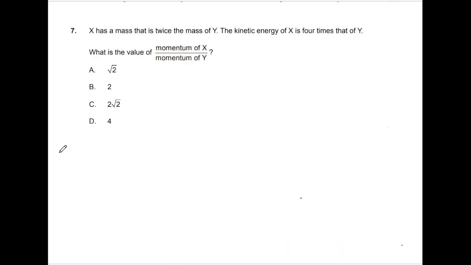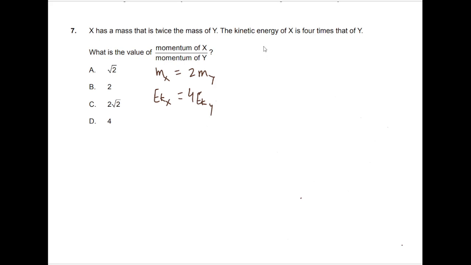Question number 7. Question number 7 says that the mass of x is equal to twice the mass of y, and kinetic energy of x is 4 times the kinetic energy of y. They're asking us to calculate the value of momentum of x over momentum of y.